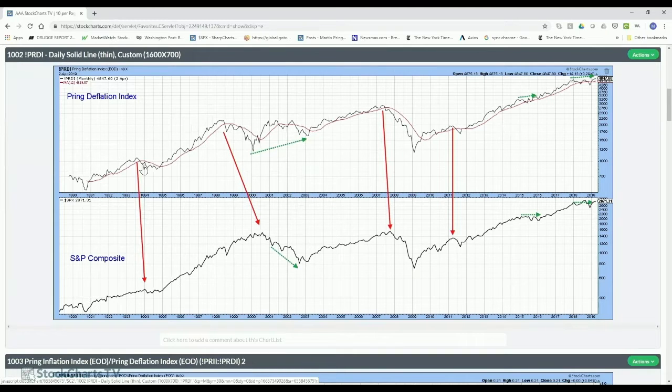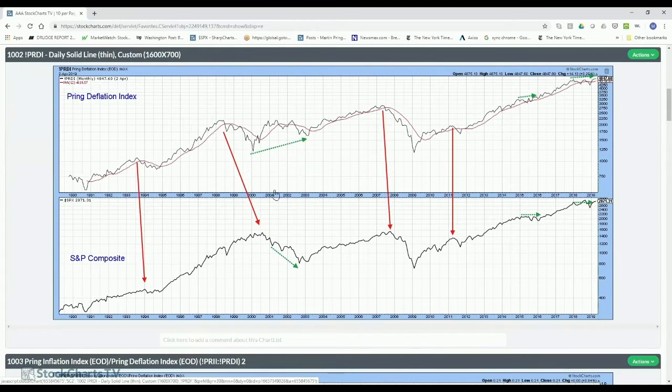So for example, we have a peak in the deflation index up here and a peak in the S&P up there. This is a chart that goes back to 1990, so a little bit of space means a lot. The S&P peaked in the beginning of 1994, and yet the deflation index peaked about 6-9 months earlier. And we see the same thing over here in 1998, that the deflation index peaked, but stocks didn't peak until 2000.